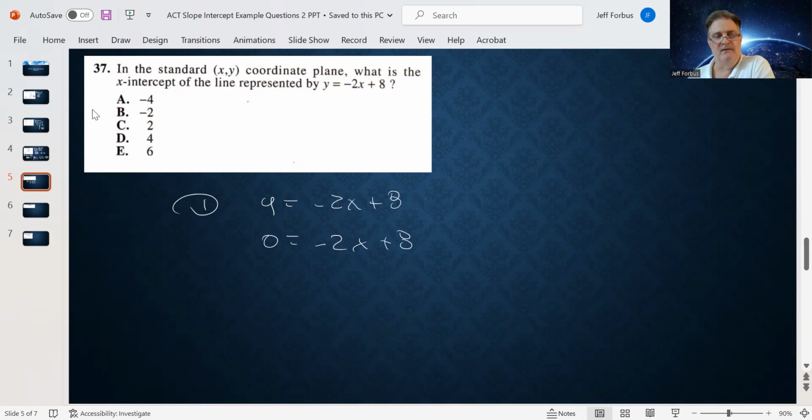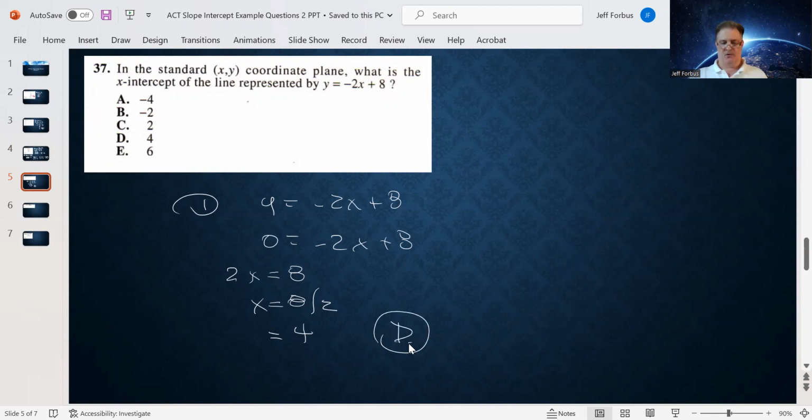So I'm going to move my -2x to the left side. It's going to be a plus 2x. Solve this for x by dividing by 2. And that's going to be 4. So the x-intercept will be 4. Answer choice D.